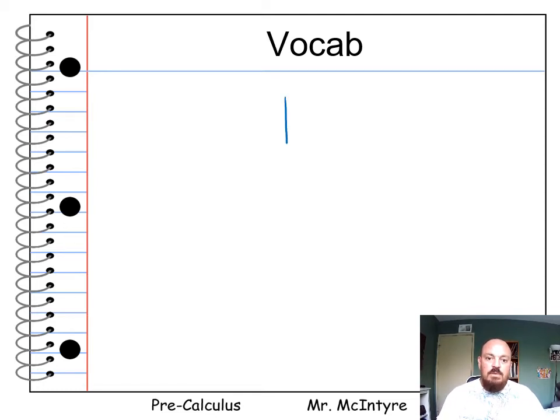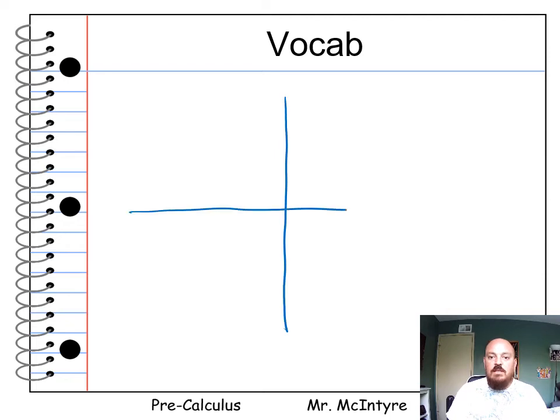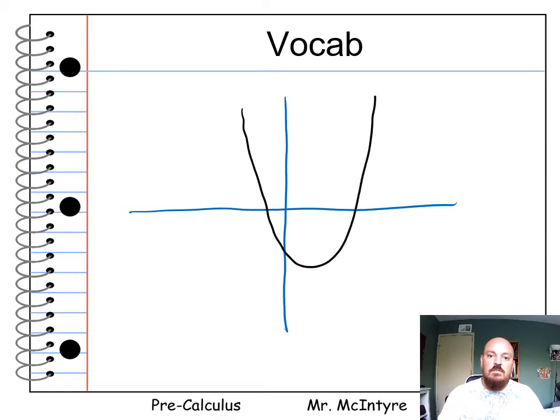Let's make a nice big parabola here. This is our coordinate plane, and we'll say this is our parabola right here. And we're going to go through one at a time and label all of the different vocabulary that we learned today. So let's start with the vertex.